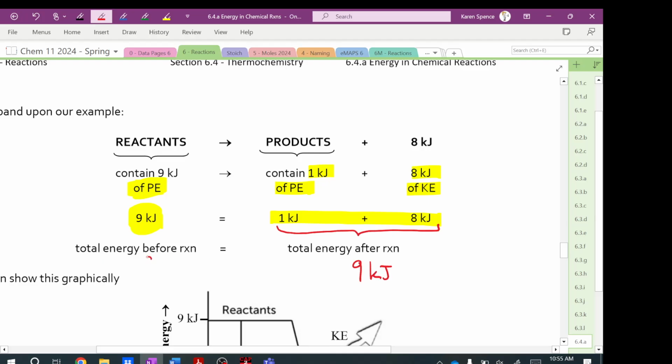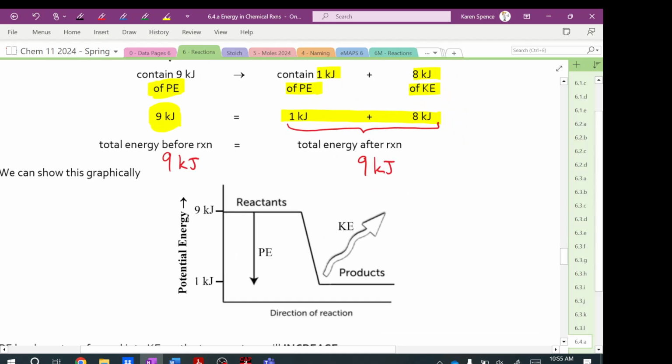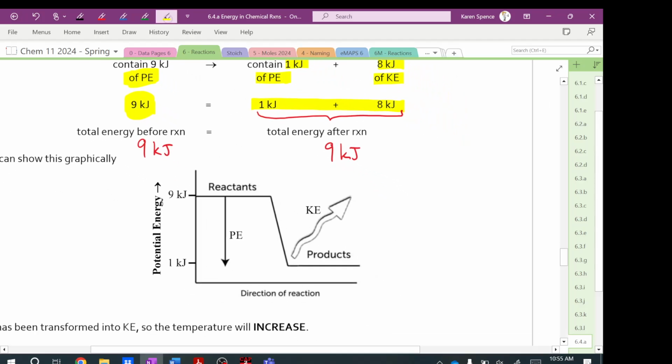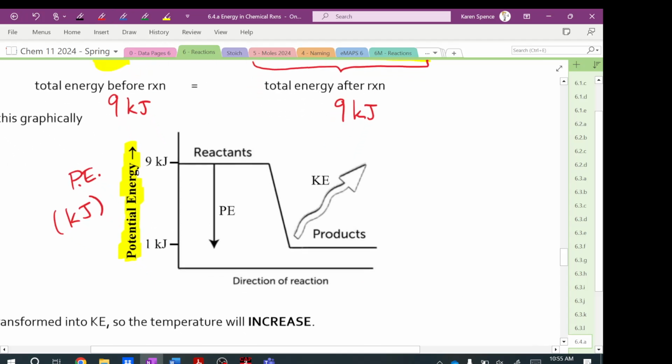And this is 9 kilojoules of energy in total. All right. And on our graph, potential energy is on the y-axis. So that's our potential energy measured in kilojoules. And along the bottom goes the progress of the reaction, the direction of the reaction.